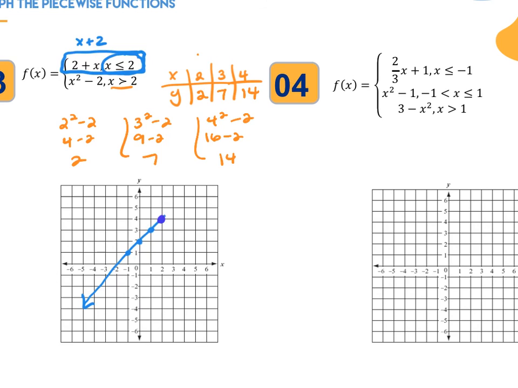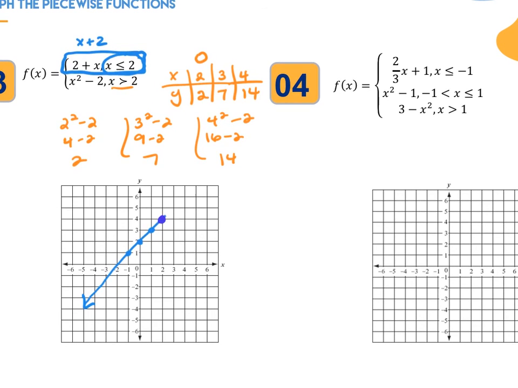And again, remind yourself that that first one's an open dot. So it's 2, 2, open dot. It's 3, 7, solid dot. And it's 4, 14. So I'm not going to plot it exactly, but I know it goes up in that direction.